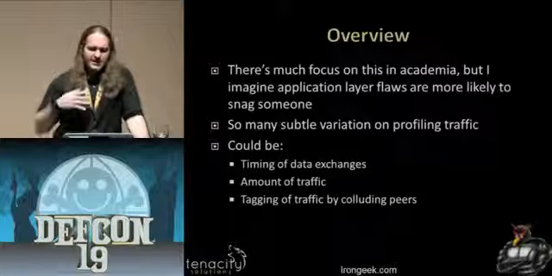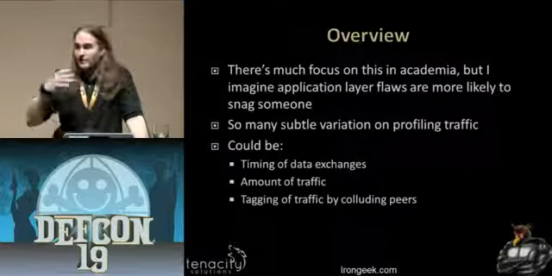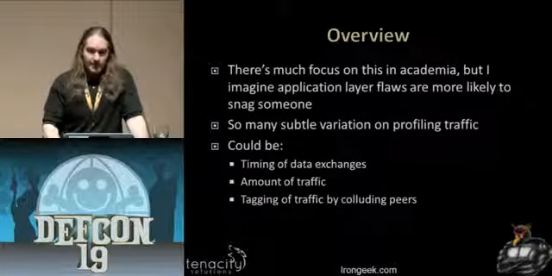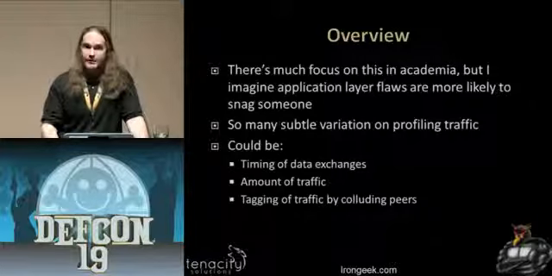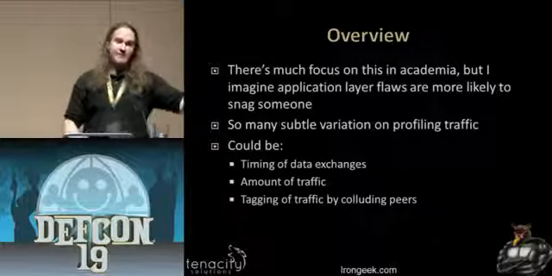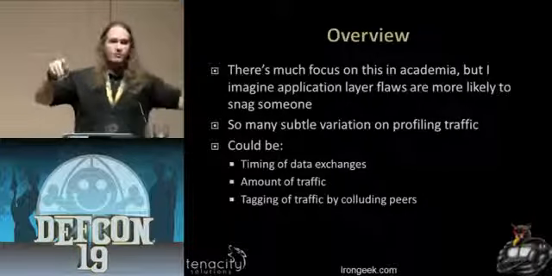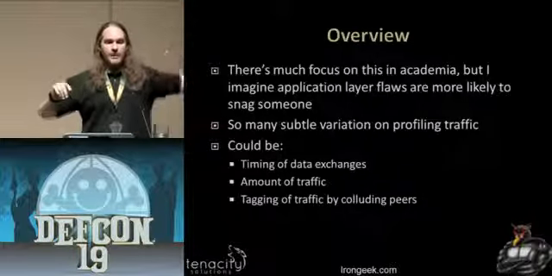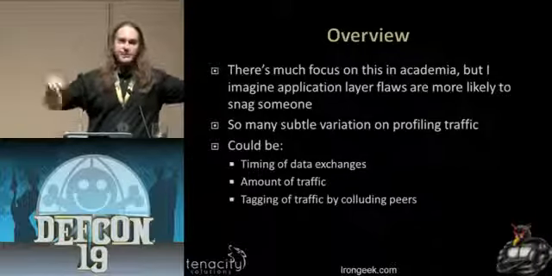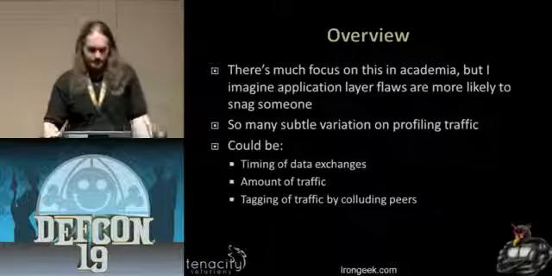It could be things like timing of data exchanges, the total amount of data someone sends in their network, tagging of the traffic by colluding peers. So, hey, I'm the first hop, I mess with the data, I pass it along, later on I see it again, and I go, oh, so I know you, the person that contacted me on this node back here, so I can make a connection there.